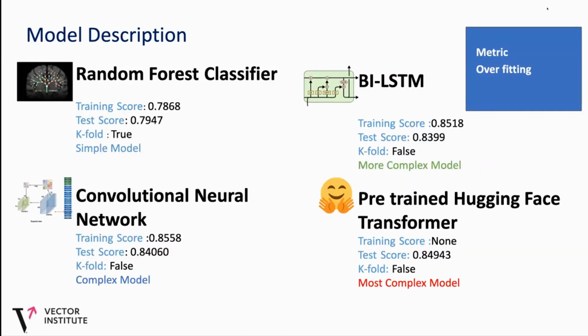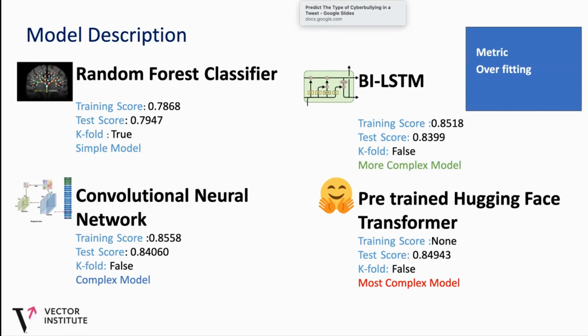For modeling, I looked into four models, and this was because I wanted to address the models from the simplest one to a more complex model. The metric used in this project was accuracy, because the data set was almost balanced for each of the classes. The training score for the random forest was about 78%, and the test score was 79%.